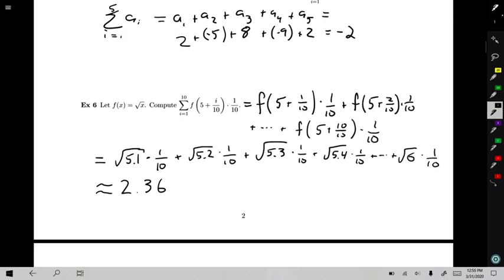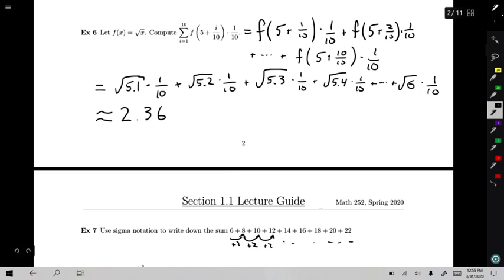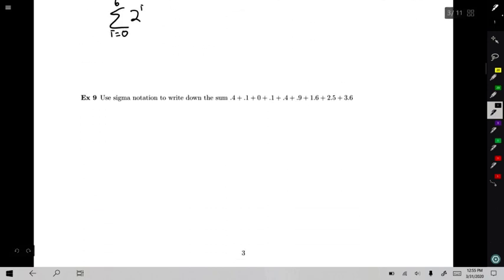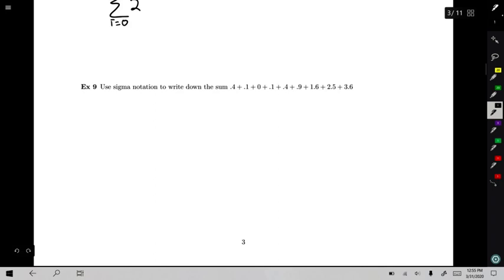Cool. So we have a number here. Next problem that I left undone at the end of the last video is example number 9 here. Use sigma notation to write down the sum 0.4 plus 0.1 plus 0 plus 0.1 plus so on. So we said our first step is looking for the pattern here. This is a tricky one, so it's okay if you didn't get it. But I'm going to look here at 0, 0.1, 0.4, 0.9, 1.6, 2.5, and 3.6.